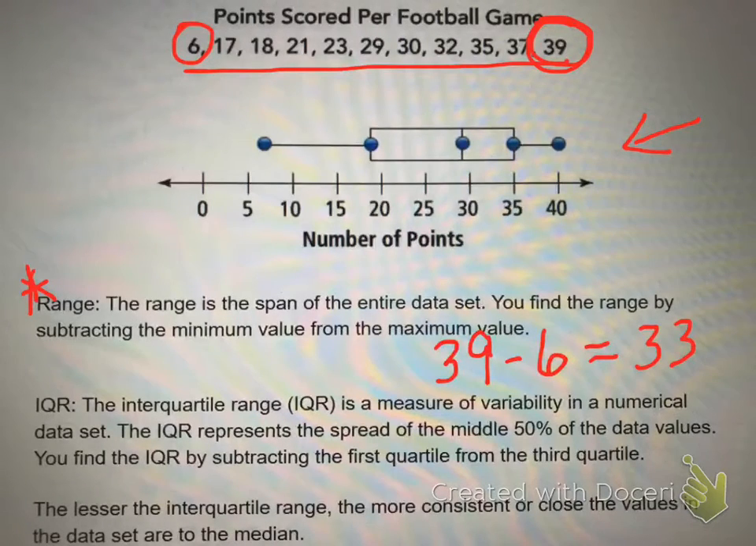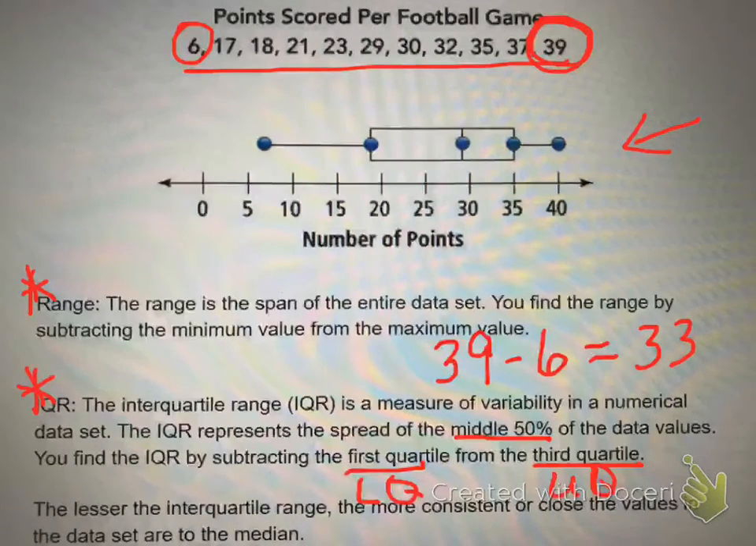Now, the interquartile range, or the IQR, is a measure of variability in a numerical set of data. The IQR represents the spread of the middle 50% of the data values. You can find the IQR by subtracting the first quartile, or the lower quartile, we've been calling it, from the third quartile, or the upper quartile, as we've been calling it.